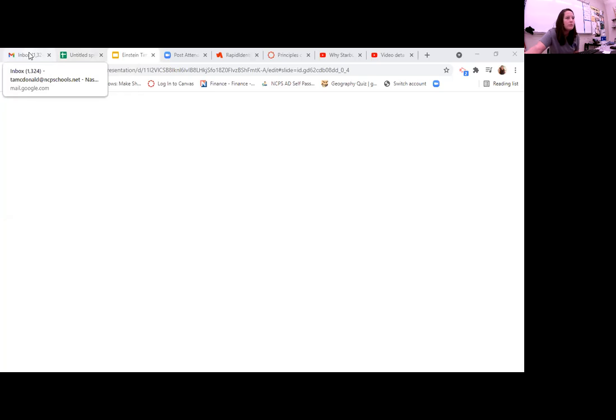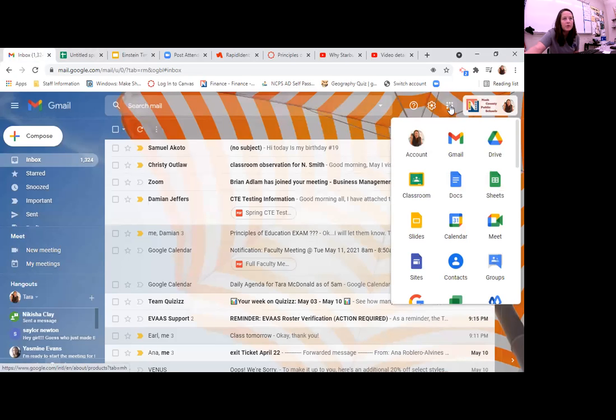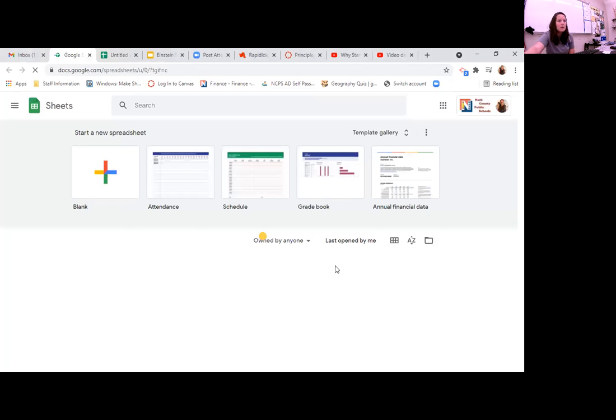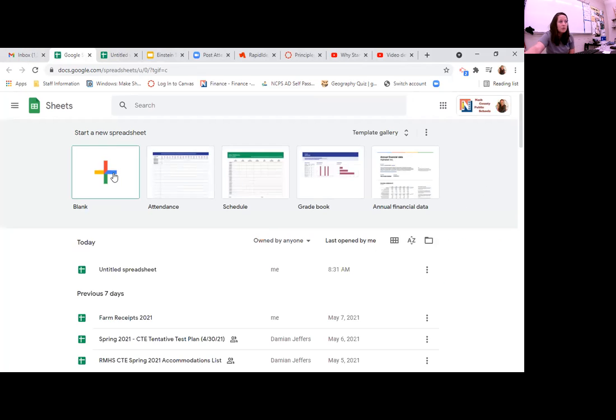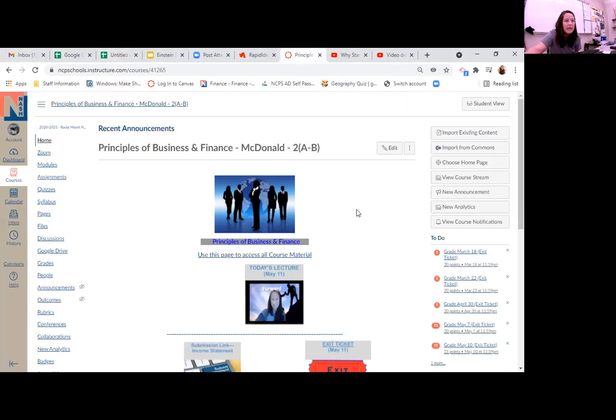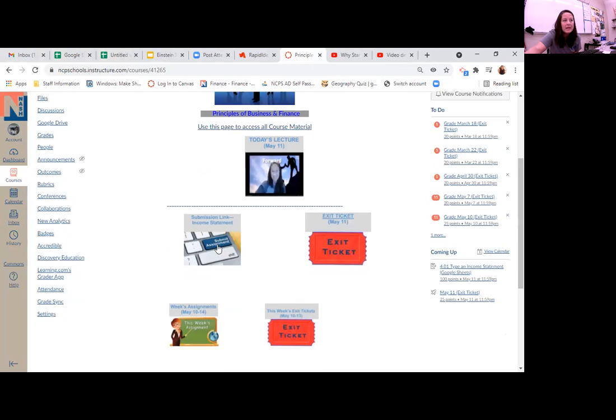What you're going to do, you go to your Google account, you go to your Google Apps, and just like you can go to a new document, you're going to go to a Google Sheet. So you're just going to create a brand new blank Google Sheet. And then you're going to actually start typing a document here. The document that you're going to type is in Canvas. So go to Canvas. On our homepage, you've got submission link, income statement. So you're going to type an income statement today.